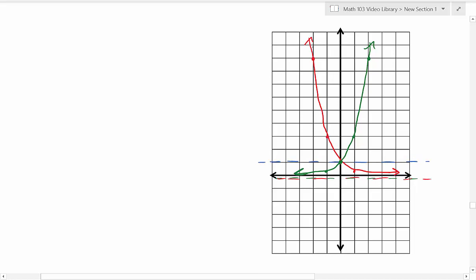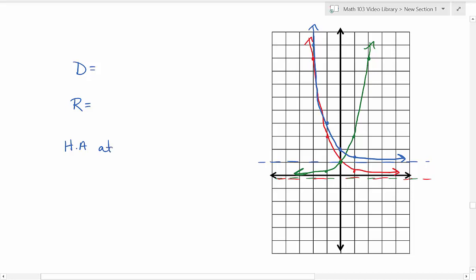And then we'll plot our points. 1, 1 1/3; 0, 2; -1, 4; and -2, 10. And here we have our final answer in blue. The graph of f of x equals 3 to the -x plus 1. We need to state the domain and the range, as well as the equation of our horizontal asymptote.